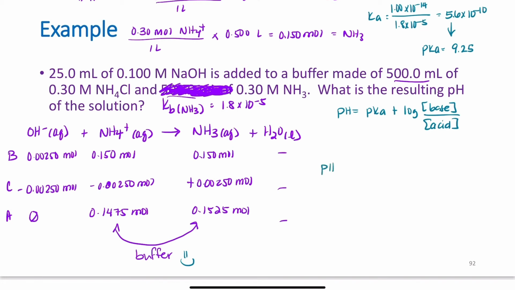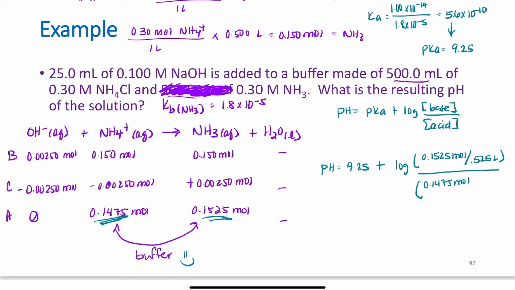9.25. So pH is equal to 9.25 plus the log, the concentration of base. I have 0.1525 moles divided by 0.525 liters of solution for my base, divided by the concentration of my acid, 0.1475 moles divided by 0.525 liters. The pH of this overall solution is 9.26. That 25 mils of 0.1 molar NaOH solution had very, very little effect on the pH of this solution.